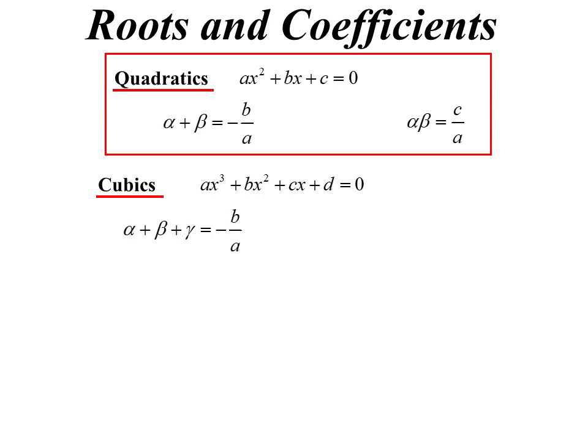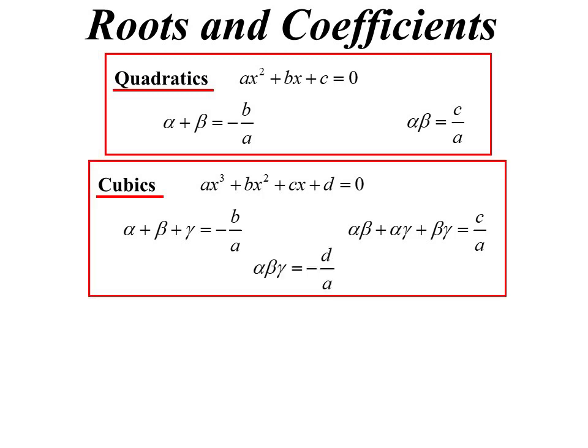The sum of the roots is still minus b on a. Now we call the next one not the product of the roots, but it's all the possible pairings. So I have alpha beta plus alpha gamma plus beta gamma. We tend to call that the sum of the roots taken 2 at a time, and that would still be c on a. But now we have this new one where we get all 3 roots and multiply them together, and that will be minus d on a.